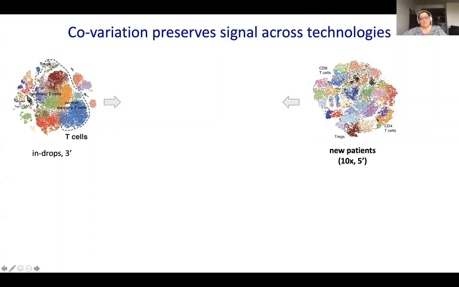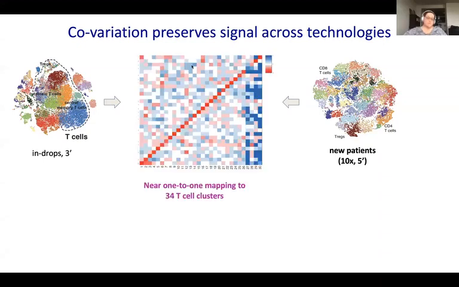And then after I'd moved to Sloan Kettering, we took 3 new patients. We sequenced them on 10x with a 5' kit. That's where we got the TCR I was talking about. So we have 2 very different technologies which we processed independently. But we could get a nearly 1-to-1 mapping of these clusters.